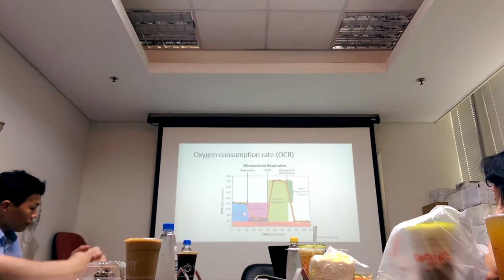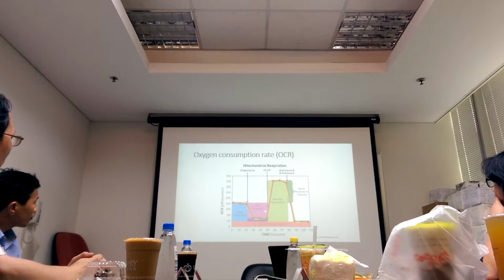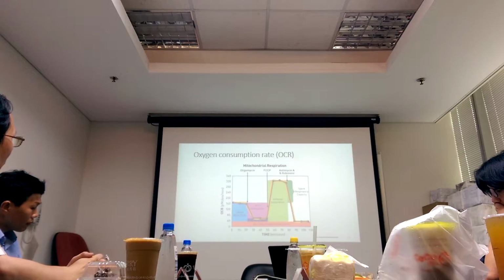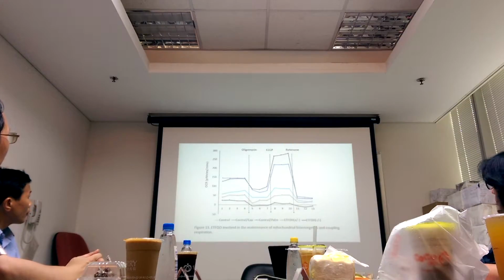The area here shows the basal respiration. This area shows the ATP production, this green color shows maximal respiration, and this one shows the spare respiratory capacity. And after we block with rotenone, this one shows the non-mitochondrial respiration, because we already shut down the mitochondria. So this is our result.